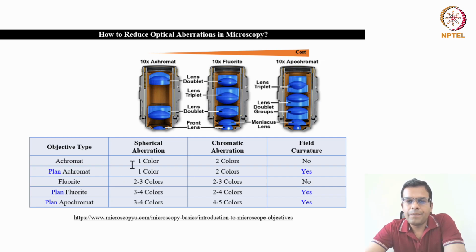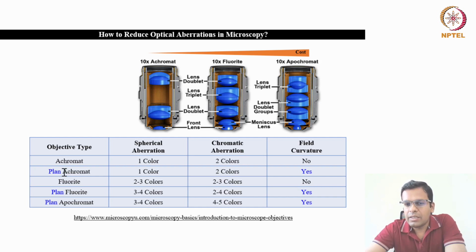Because the achromat lens is corrected for the spherical aberration of one color and chromatic aberrations of two colors. Then the fluorite lens is corrected for the spherical aberration of 2 to 3 colors and chromatic aberrations of 2 to 3 colors. Whereas the apochromat lens is spherically corrected for 3 to 4 colors and chromatically corrected for 4 to 5 colors.